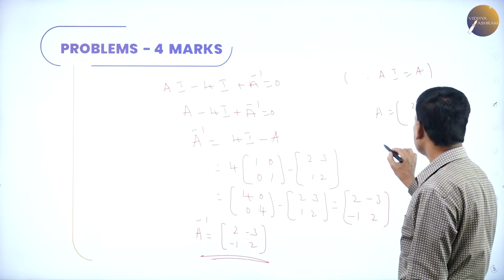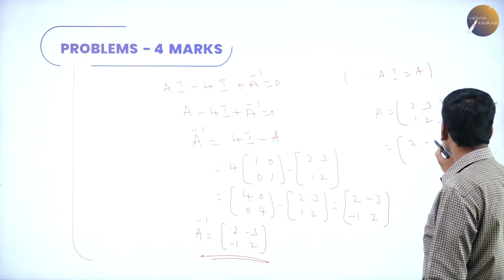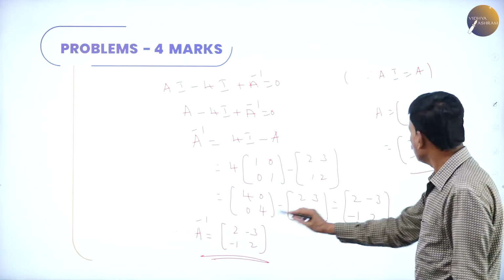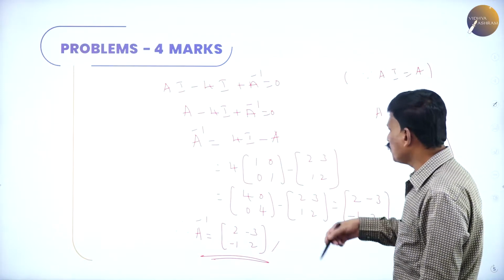According to the inverse, what is the inverse? The inverse of this is obtained by interchanging the diagonals and changing the signs: 2, minus 3, minus 1, 2. That is the correct answer. That's it. This is how we are going to solve.